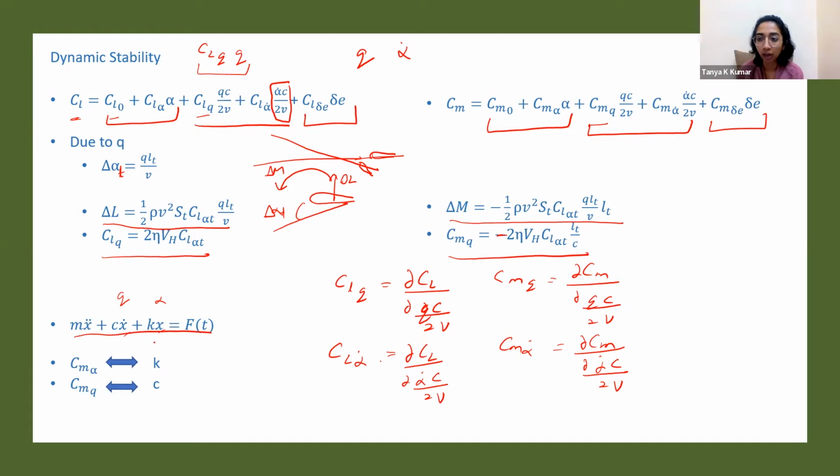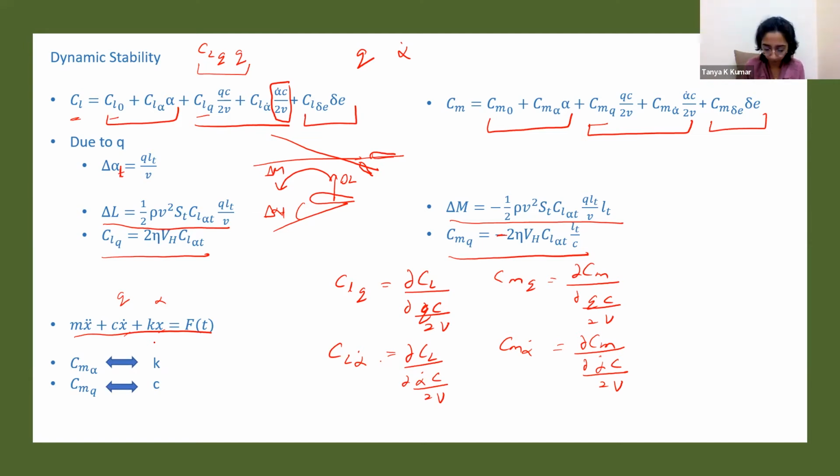C_m alpha tells you how the aircraft withstands any disturbance, how it responds to any kind of disturbance that it encounters. So it's like stiffness, how the spring withstands a deflection due to a mass. It's the same thing, how the aircraft withstands any change in the alpha. So C_m alpha gives you a measure of the stiffness. It's analogous to the stiffness of the spring mass damper system.